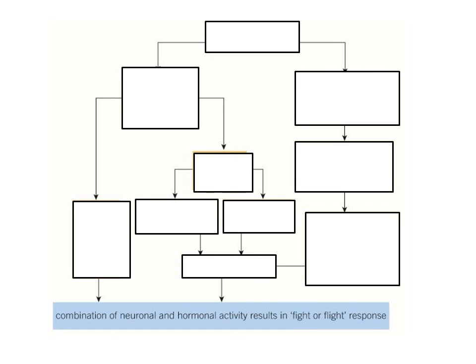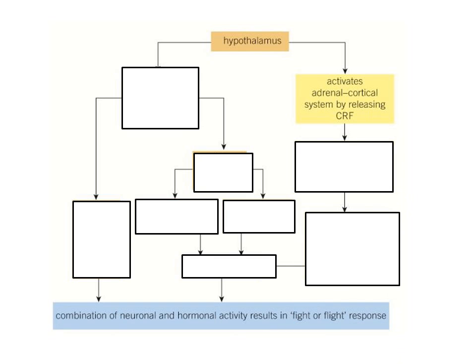This flow diagram summarizes this process that we've just seen in the previous picture. So the hypothalamus has received some information and is stimulating a stress response. The first thing it does is it activates the adrenal cortical system by first of all releasing a hormone called corticotropin releasing factor, and this then travels down to the pituitary gland, and the pituitary gland is then going to release the hormone adrenocorticotropic hormone, ACTH. This is secreted into the blood, where it travels down towards the adrenal glands.